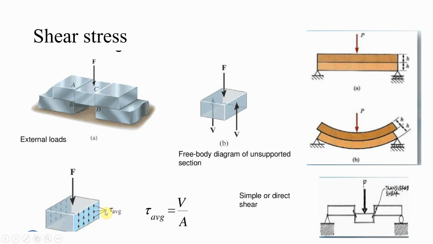So if you want to find out the value of shear stress, then tau average is equal to this shear resistance divided by the shear area, which is also called simple or direct shear. Then you can see shear stress in beam. So this is a simply supported beam. If you consider your beam is made up of different fibers or different layers, then when the beam is subjected to bending action, the shear between these two layers of the beam is formed. So these two layers will start to slide on each other. So this is a type of horizontal shear.